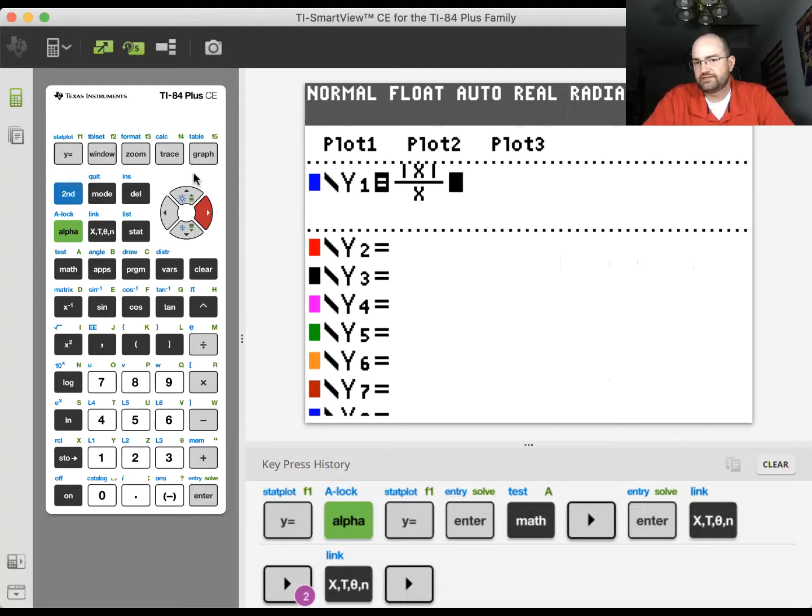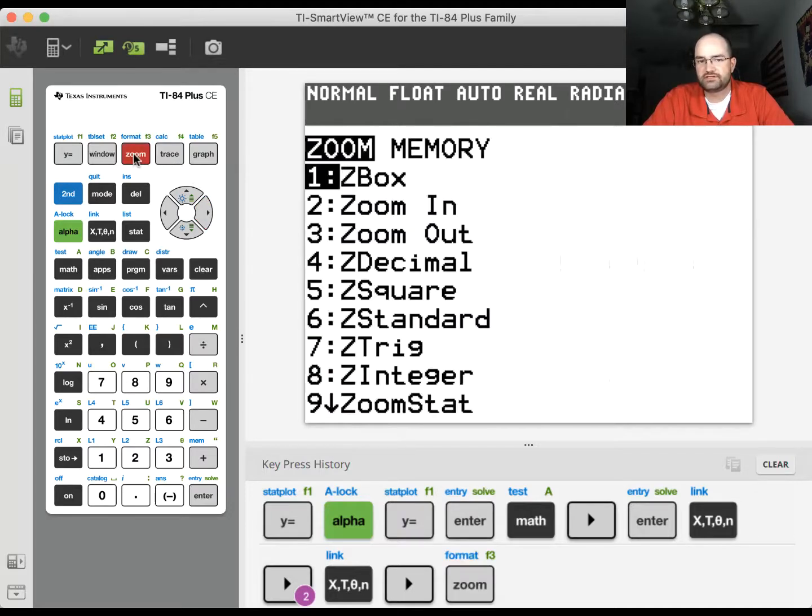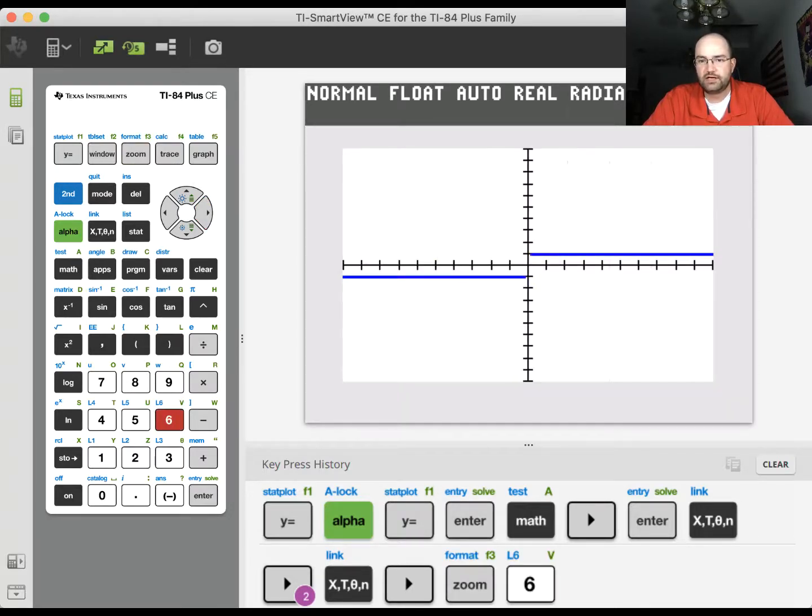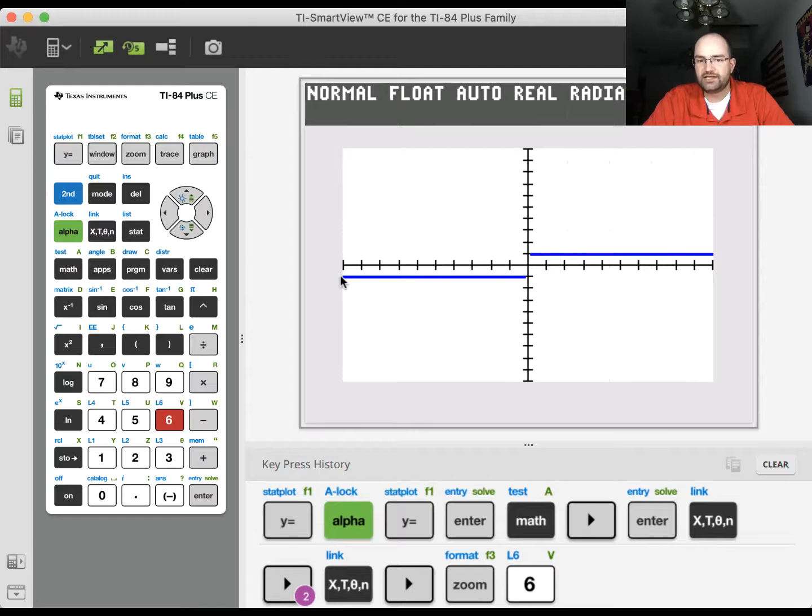And just see what's happening here. Let's go to the standard window, zoom 6, and here you go. Notice that it's negative 1 this entire way when x is less than 0, and it's 1 when x is greater than 0. But it's still undefined at x equals 0. Neither of these two will have a closed circle.